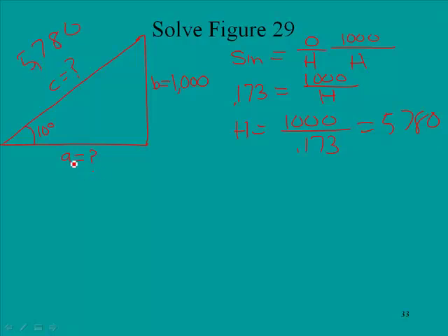And now we need to solve for the adjacent angle. And the adjacent angle, how should we do that? We know the opposite and the hypotenuse. We want to know the adjacent. We could do a tan function here, which is the O over A. We have the opposite, which is 1,000. So we would need to solve for the tangent of 10 degrees.